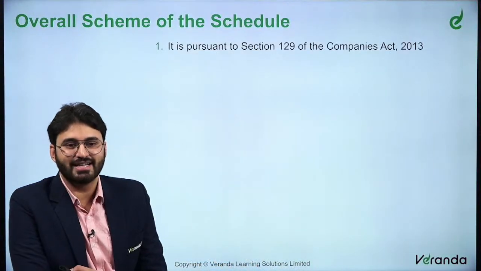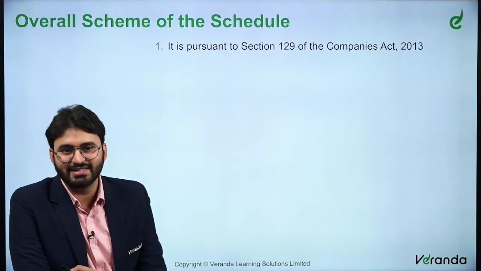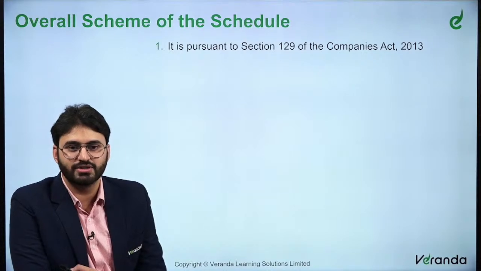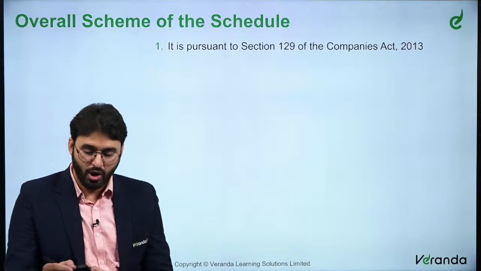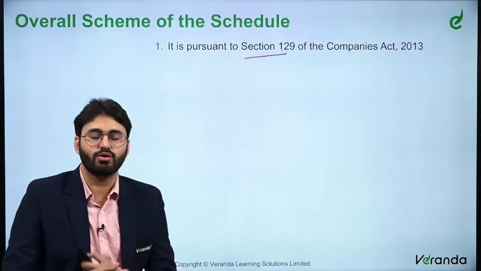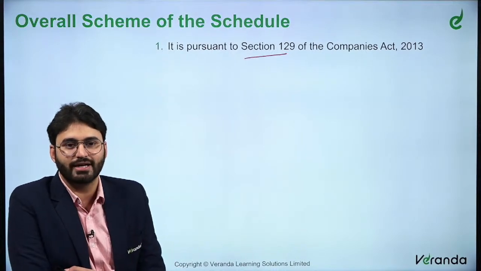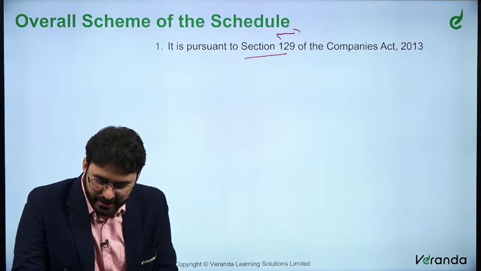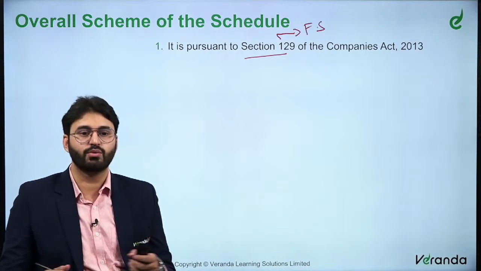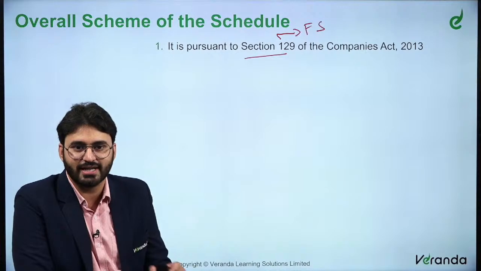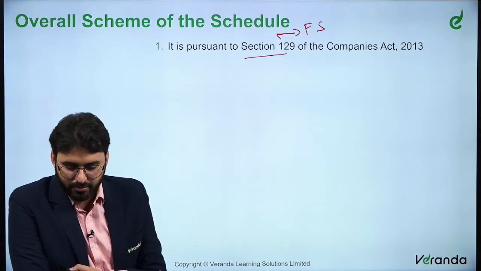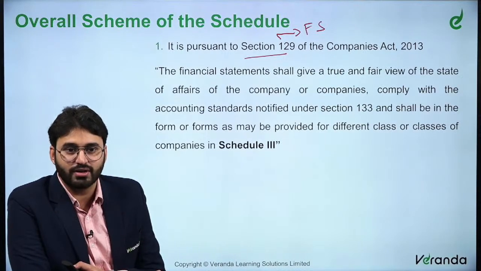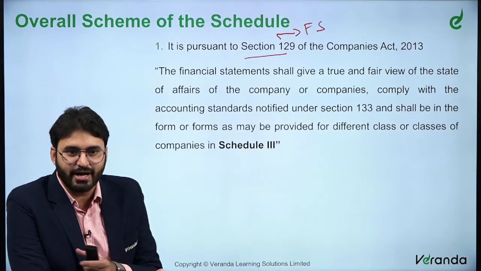So first let's understand the overall scheme of the schedule, right? It is pursuant to section 129 of the Companies Act. I'm sure you will know what is section 129 of the Companies Act. Section 129 talks about financial statements of the company, right? Section 128 talks about the books of accounts, and section 129 talks about the financial statements of the company. So I'm just giving an extract of what the section exactly talks about.